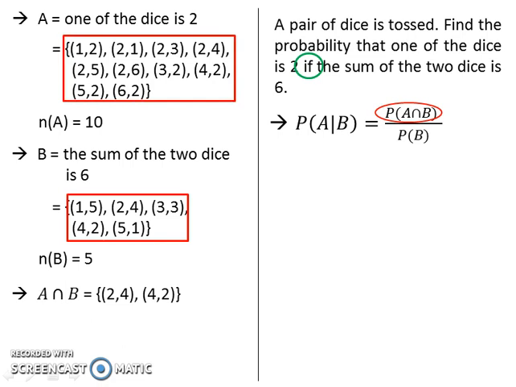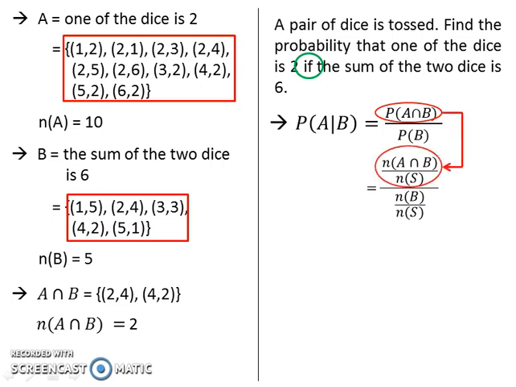So we know that number of elements in A intersects B is equals to 2. Now going back to the probability that we want to find, the probability of A intersects B would be number of elements in A intersects B over number of elements in the sample space. The probability of B would be number of elements in B over number of elements in the sample space. Thus, we have 2 over 36 divided by 5 over 36, which makes the probability of A given B equals to 2 over 5.